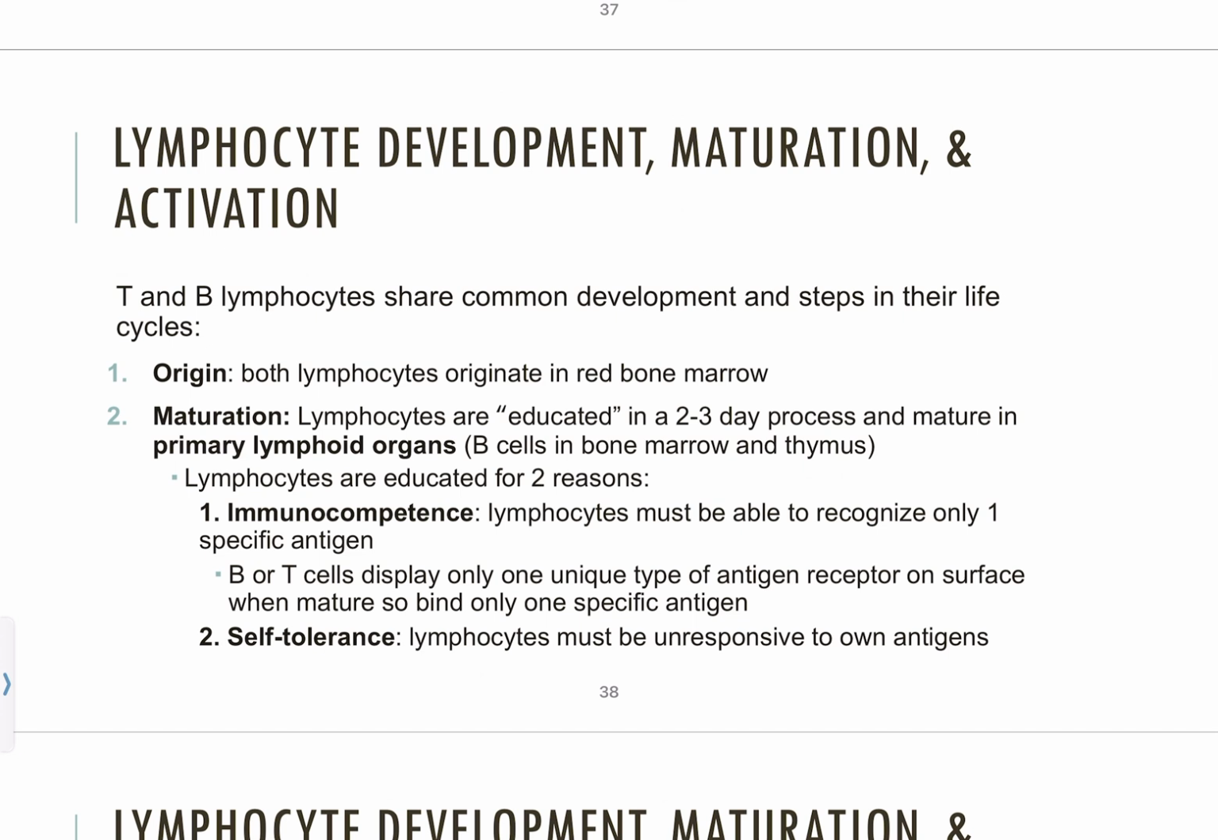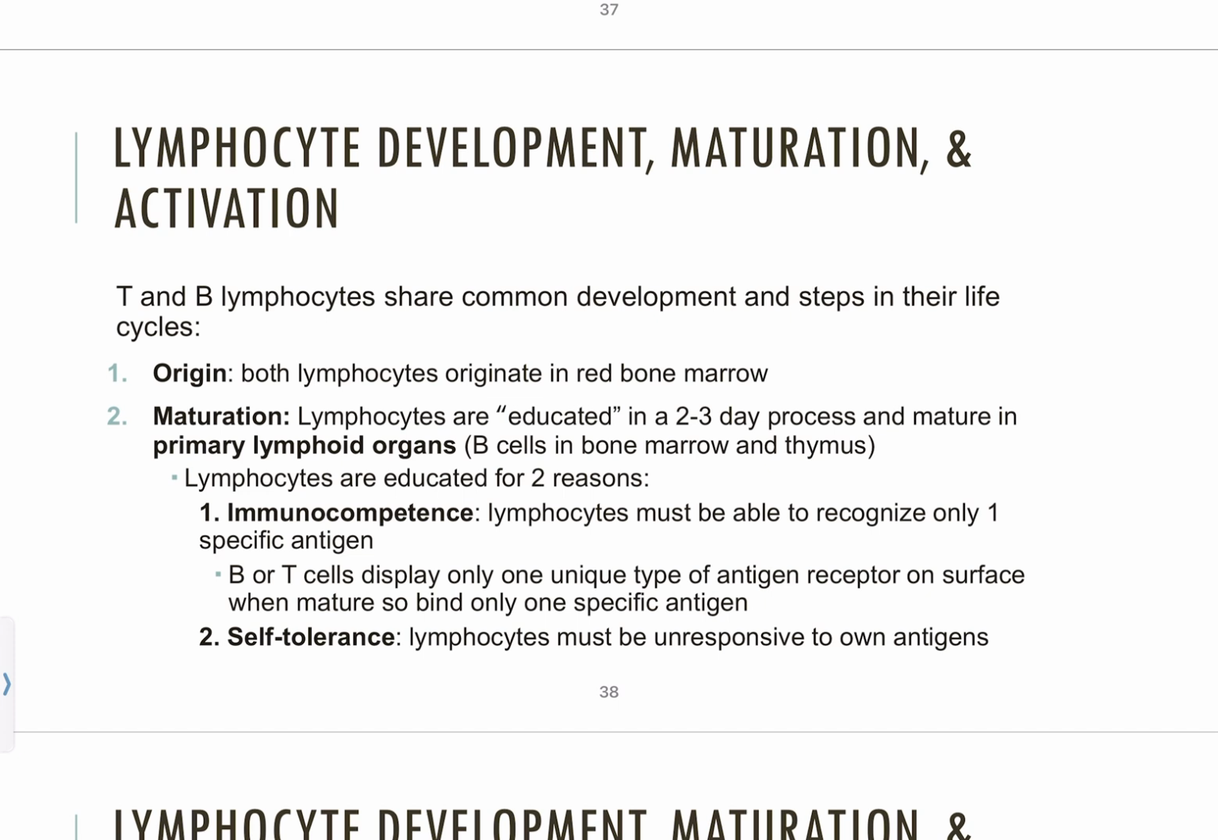So lymphocyte development is pretty much the same if we're talking about a T or a B lymphocyte with only one minor difference. Both T and B lymphocytes are going to originate in the red bone marrow, just like all of our formed elements, including our erythrocytes and our megakaryocytes, and they're going to stem from a hematopoietic stem cell. The next step is to undergo a maturation process, also referred to as an education process, that does take a couple of days. The location of where this process occurs is going to be different depending if it's a B or a T lymphocyte.